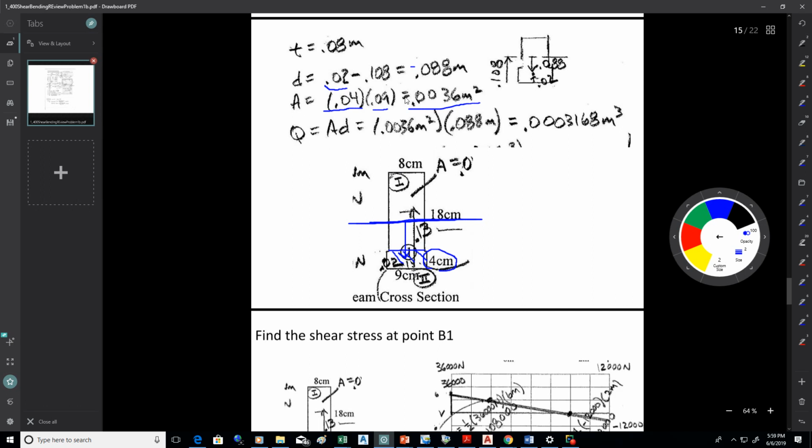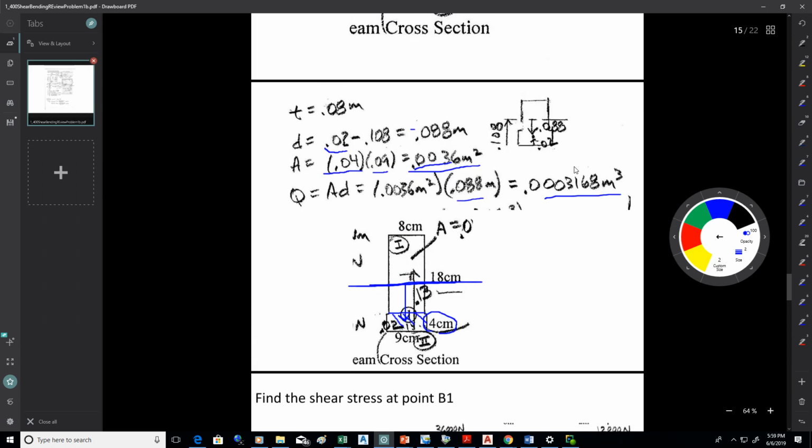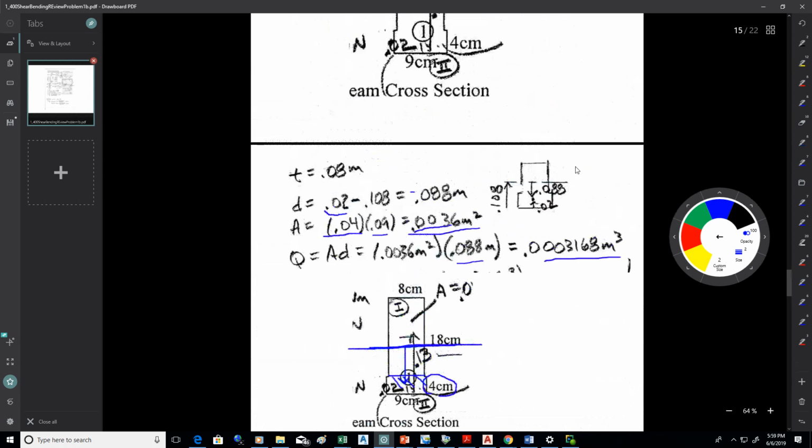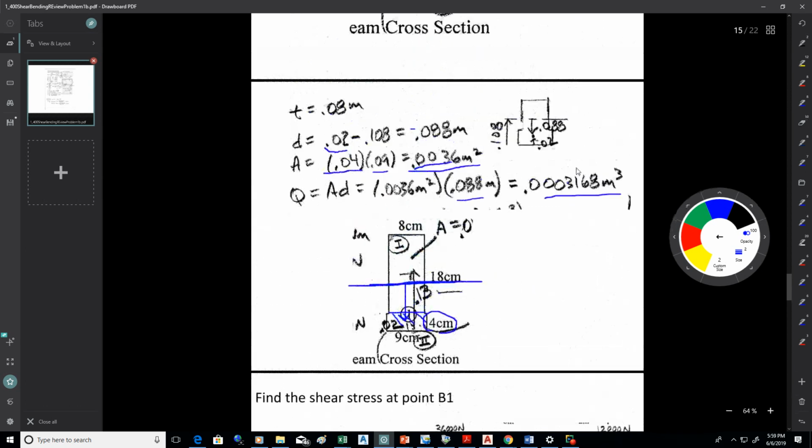So to get Q, you take the area that would shear off, multiply it by that distance, and you get 0.0003168 cubic meters. So that should get you all the information that you need essentially to find the shear stress at point B1. You can pause and give that a run, then we'll go through it.